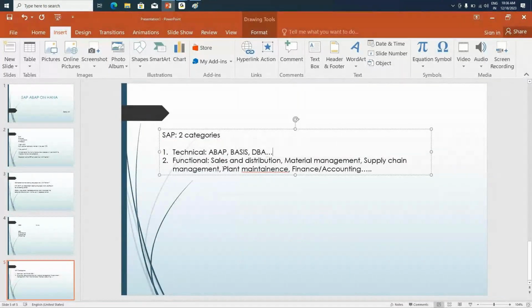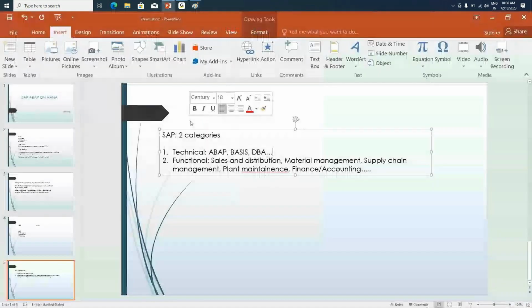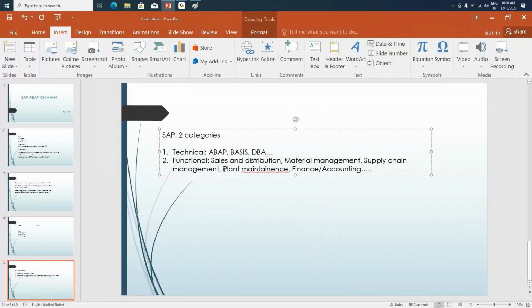Then there is plant maintenance. Here you will have a plant in which all your raw materials will be processed and your materials will be available. All the management activities that are taken care of inside your plant are taken care of by your plant maintenance people.